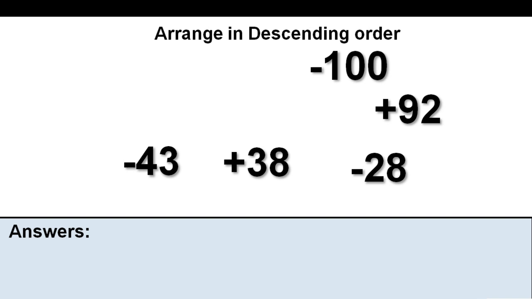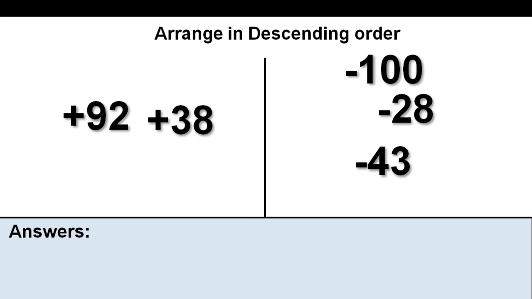Remember to think of the greedy crocodile eating the bigger number. Here are some more numbers that we are going to arrange in descending order. Again, we first split them into positive and negative. This time, we want the number furthest to the right on the number line first.